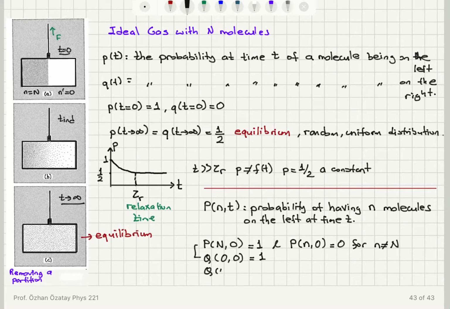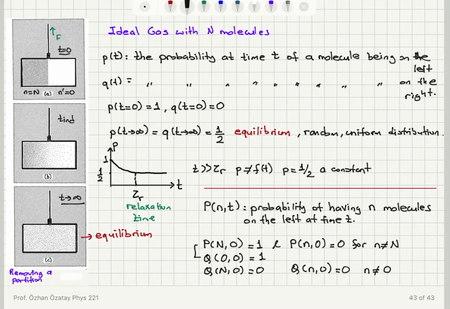Or the probability of having all molecules on the right side is 0. In fact, the probability of having n molecules on the right side is 0 if n is not equal to 0. So for n greater than 0, at time t equal to 0, there will be no molecules on the right-hand side. Okay. So basically, I find that as t goes to infinity, the probabilities become time-independent. And that's basically defining my equilibrium situation.